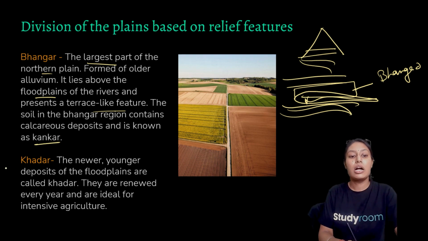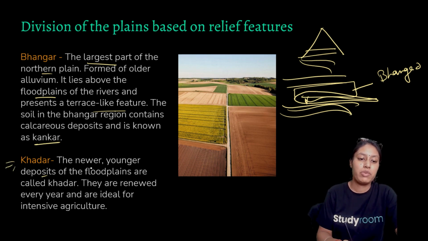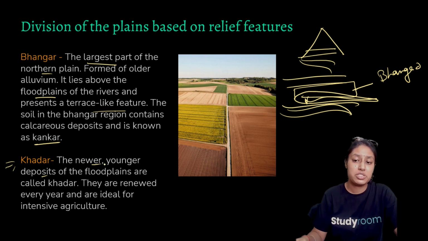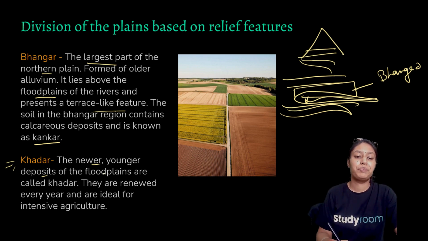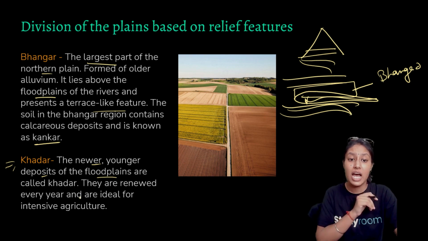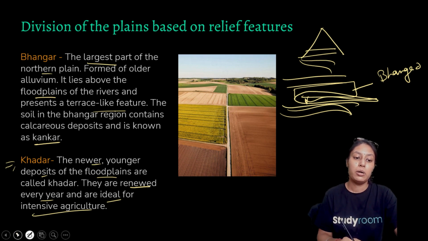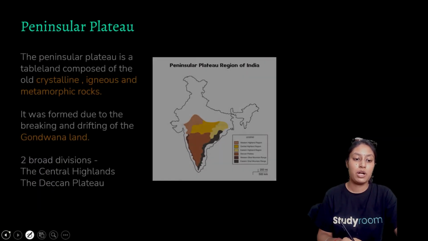Next we have Khadar. Khadar is the newer or younger deposit where many people live. It's after the flood plain, so the chances of this area being affected by flood is very high. That's why it is renewed every year, and it is ideal for intensive agriculture. So this is Khadar plains as part of the northern plains.